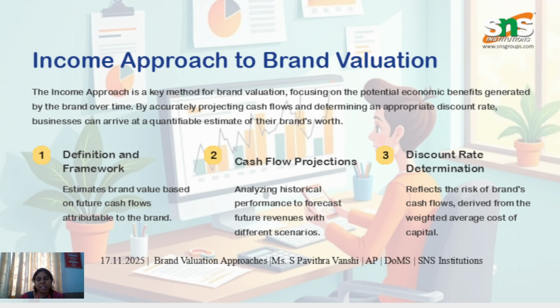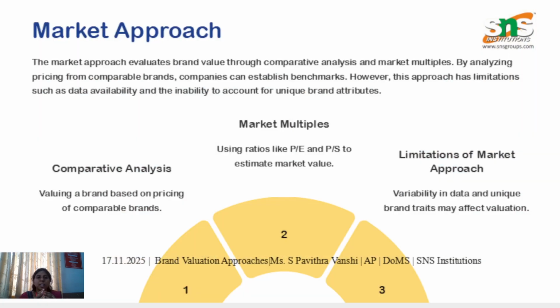In the income approach, we have seen the definition and the framework, cash flow projections, and the discount rate determination. It estimates the attributes of the cash flows of the brand, analyzing the historical performance to forecast future revenues. The third one reflects the risks of the brand's cash flows, derived from the weighted average cost of capital. In this video, we are going to see the next approach, the market approach.